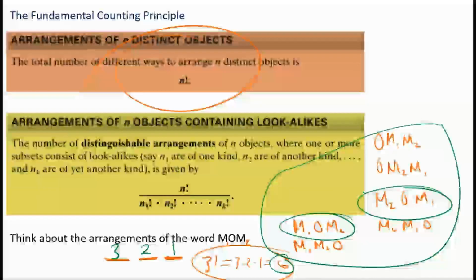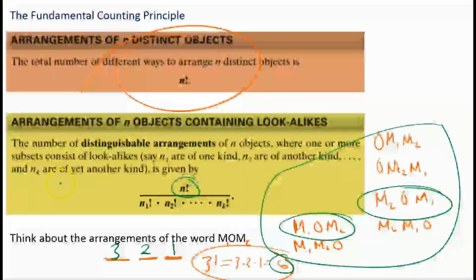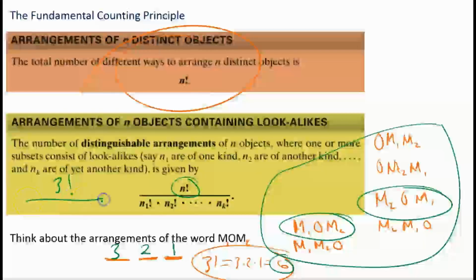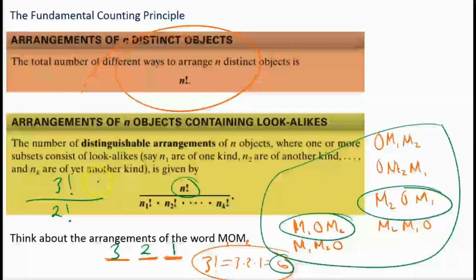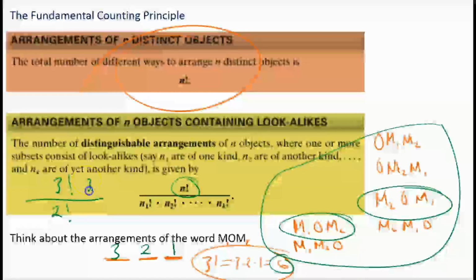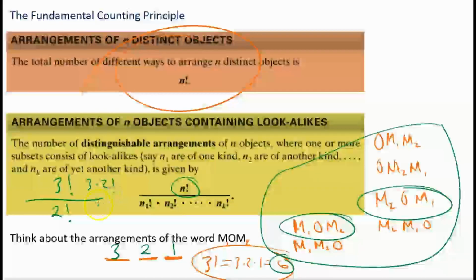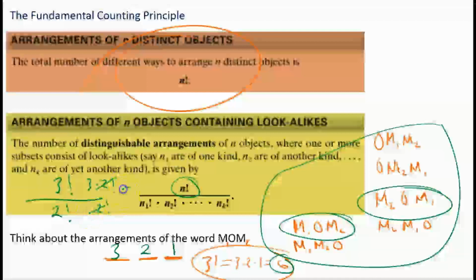So if we use this formula, we would have the 3 factorial on top to represent the arrangements, but then you would divide by your repeats. Well, M repeats. So we divide by 2 factorial, and 3 factorial divided by 2 factorial is going to be 3 times 2 factorial over 2 factorial. The 2's cancel and I just get 3.